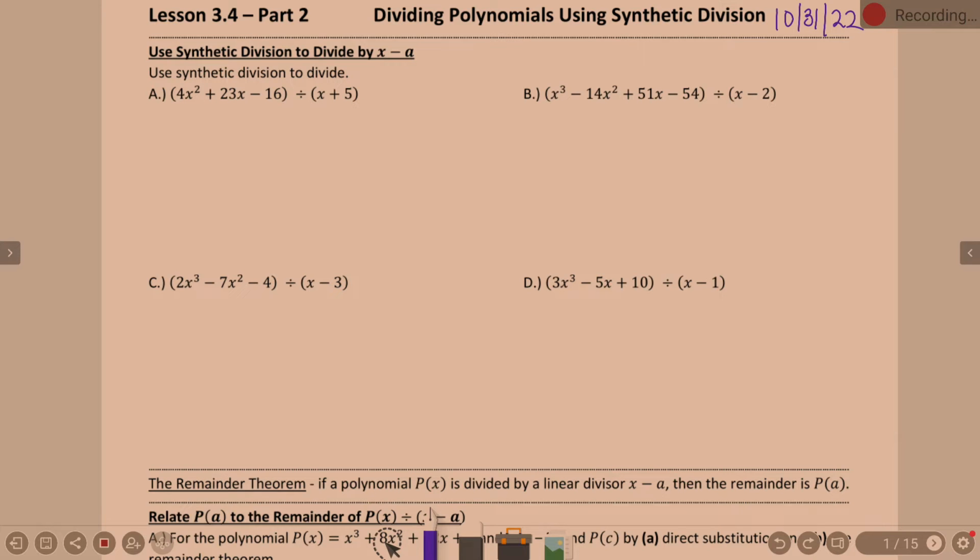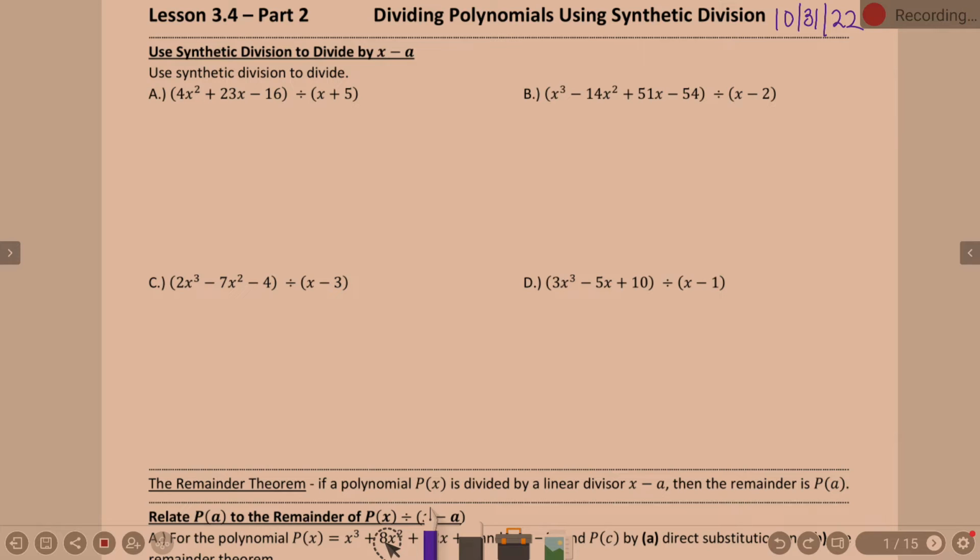Okay? But this actually is the first problem from Friday's notes. This is the first problem from lesson 3.4, part 1. Friday we long divided it. Today we're going to synthetic divide it. And the nice part about synthetic division is basically we get to drop out all the variables and just use the numbers.